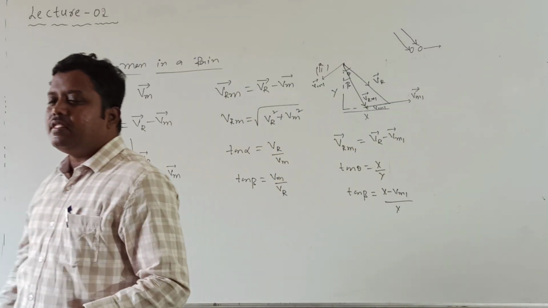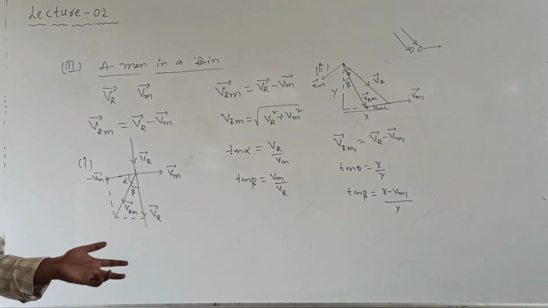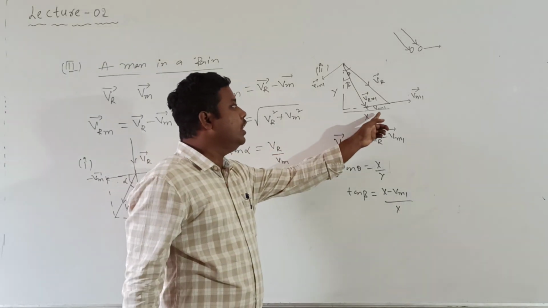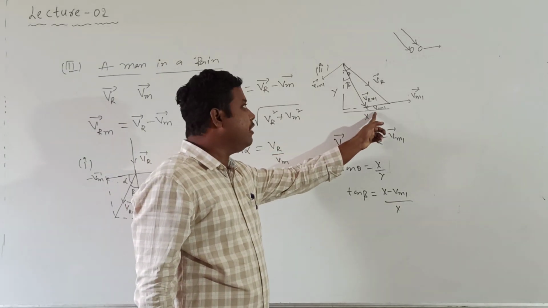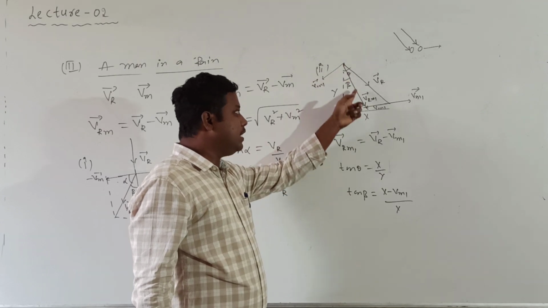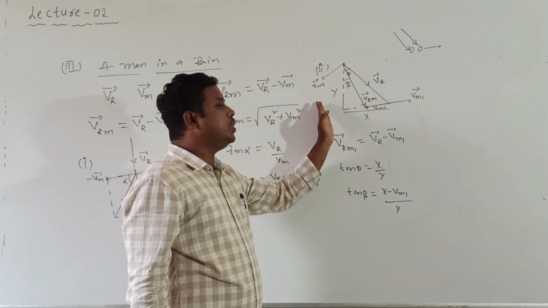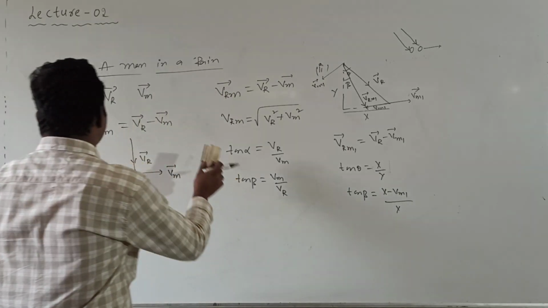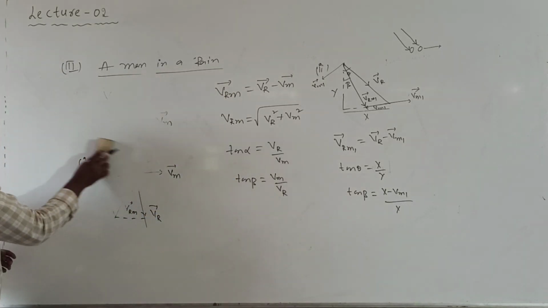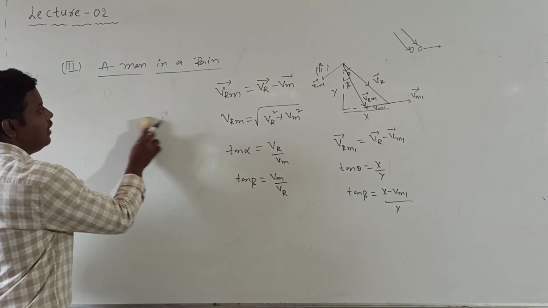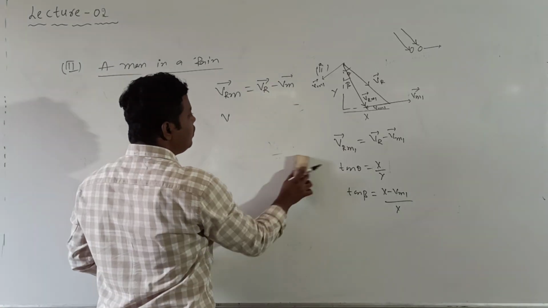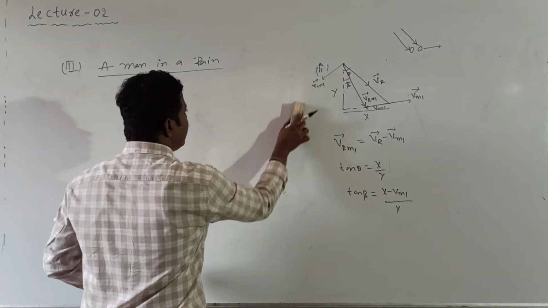Now, for example, still the man speeds up. The man speeding up means which value will increase? Vm1 value increases. When Vm1 increases, what happens to the resultant velocity direction? It will move towards the vertical direction. So at that time what will happen? Let us see the remaining two cases of velocity of rain.